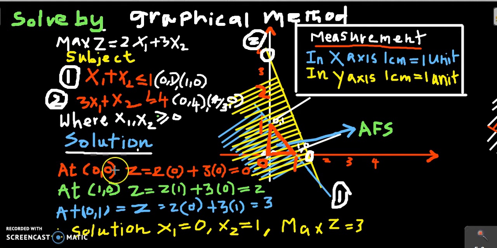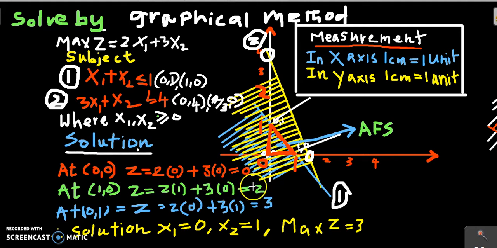At the particular point 0, 0, I am substituting. I will get z equals 2 into 0 plus 3 into 0, which is 0. So the objective function at this point is 0. Now let us take the other point, 1, 0: on the x-axis 1, on the y-axis 0. Substituting in the same objective function, z equals 2 into 1 plus 3 into 0. You will get 2.